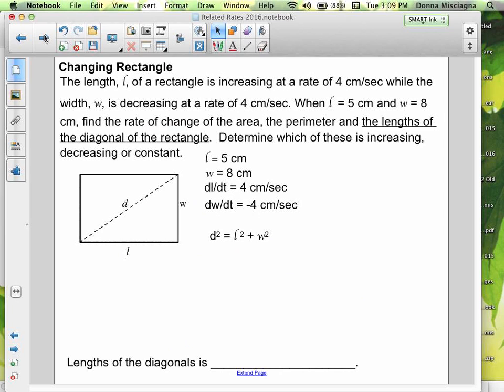All right, so the length of a rectangle is increasing, same scenario, at 4 centimeters per second. Width is decreasing at a rate of 4 centimeters per second. When the length is 5 centimeters and the width is 8, we want to find the rate of change in the length of the diagonal. So we're looking to solve for dD/dt, okay? Change in the diagonal.